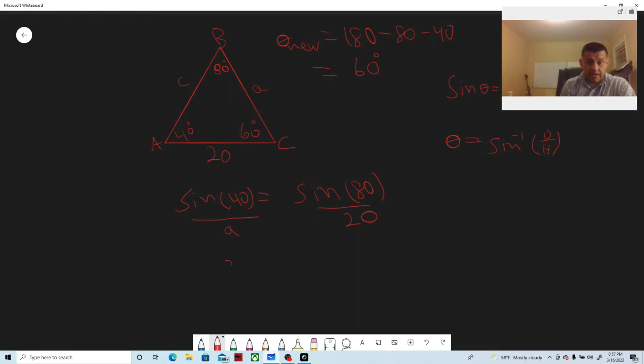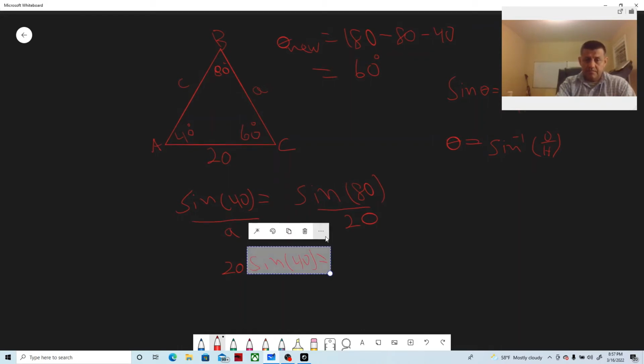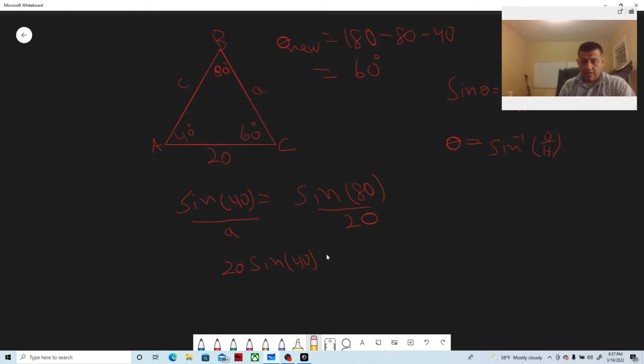I get 20 sine of 40 equal to, something is not right here. Okay, so it's equal to 20 sine of 40 is equal to A sine of 80, right?